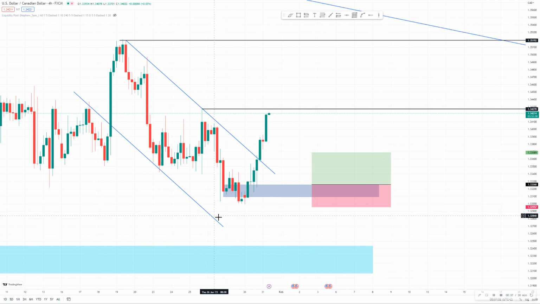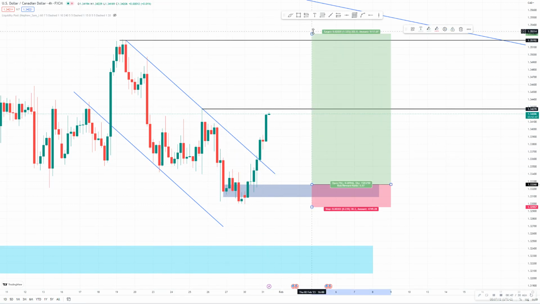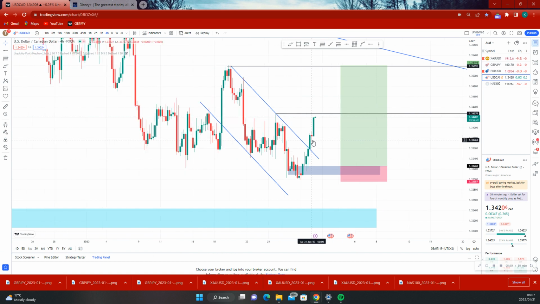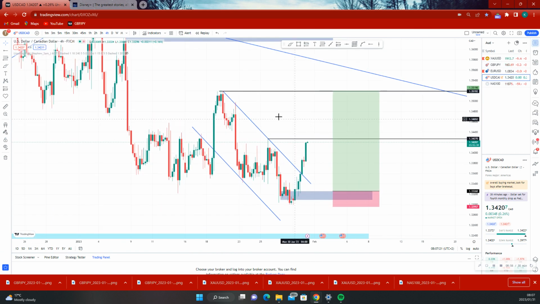Obviously, paying attention, there are stop losses here because of this buying pressure, but I would wait for price to actually create a higher low. As you can see, we are going to create a higher high. So yeah, this is what I would be looking for on the Dollar CAD on the 4 hour time frame. I won't go lower. This is actually more accurate for me.